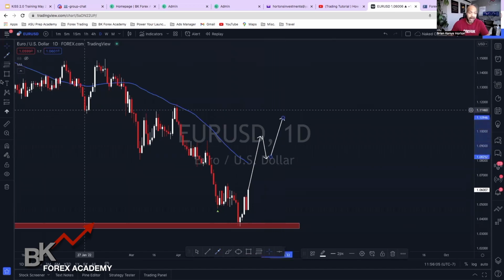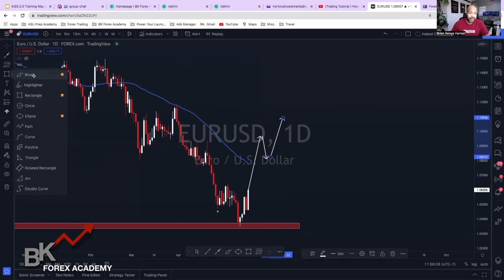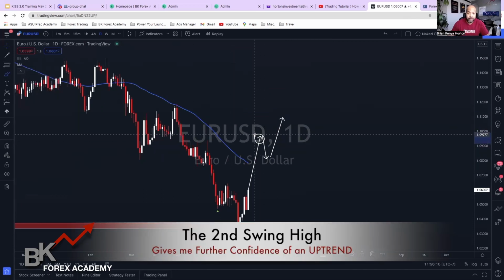Now I've identified a swing high right here. That's the first thing I want to do. I haven't entered the trade yet. I see a pullback. I want to see another push. And when I see that other push, this is my second swing high here, my higher high. And then I'm prepping for the flag pattern.